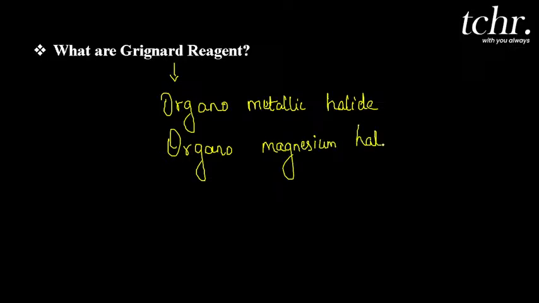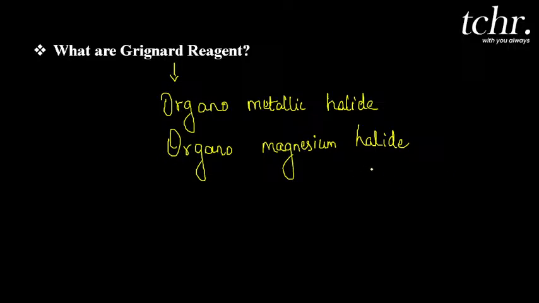Organomagnesium halide. So what is Grignard reagent? Explain in simple terms: Grignard reagent is organomagnesium halide. Give the general formula of Grignard reagent. The general formula of Grignard reagent.